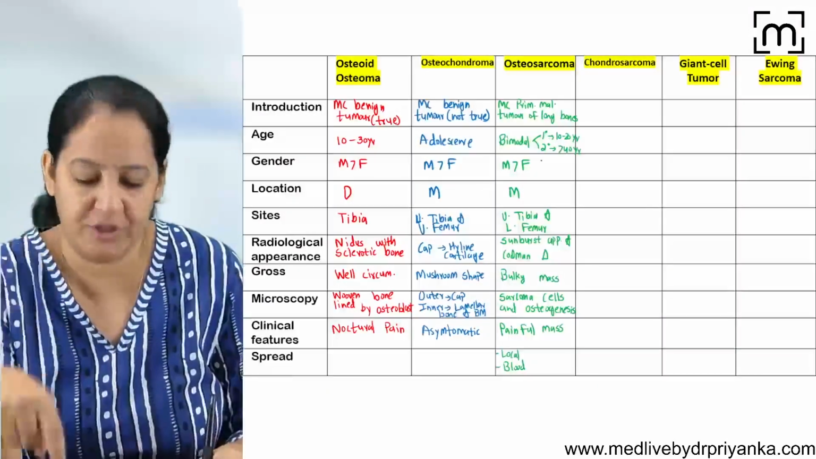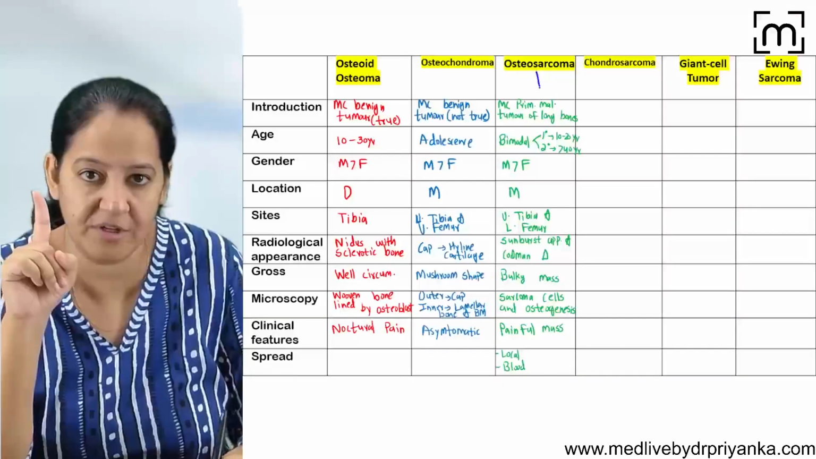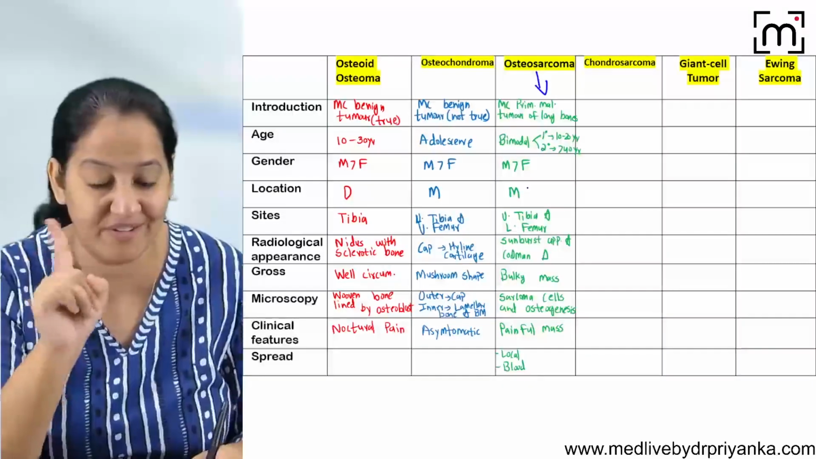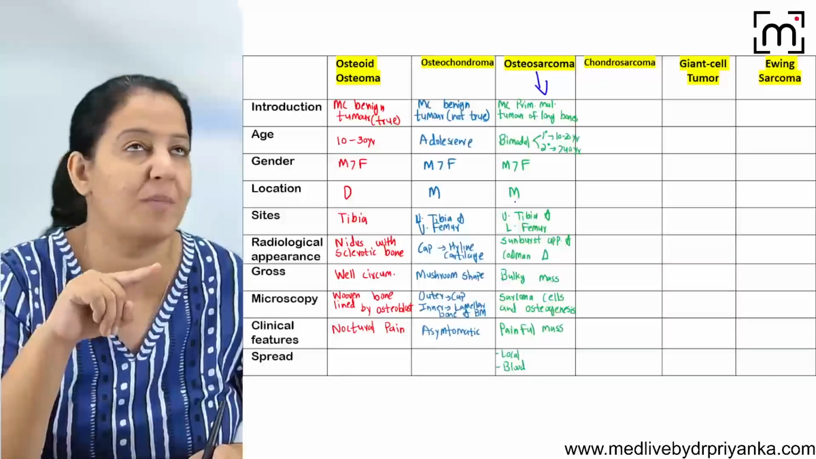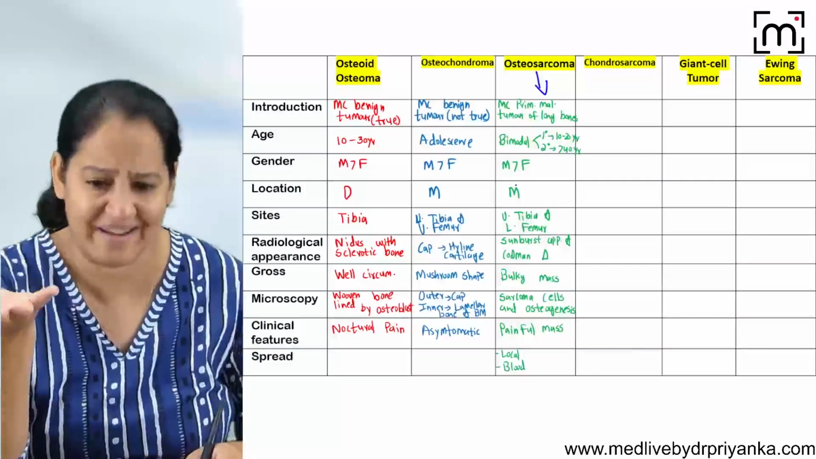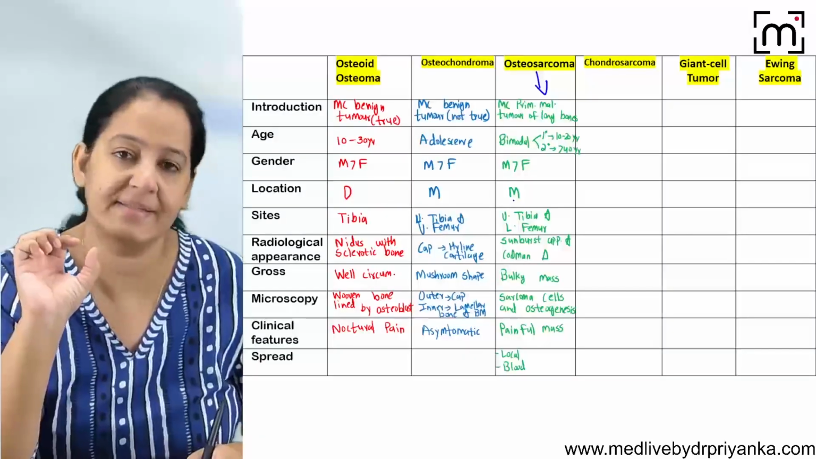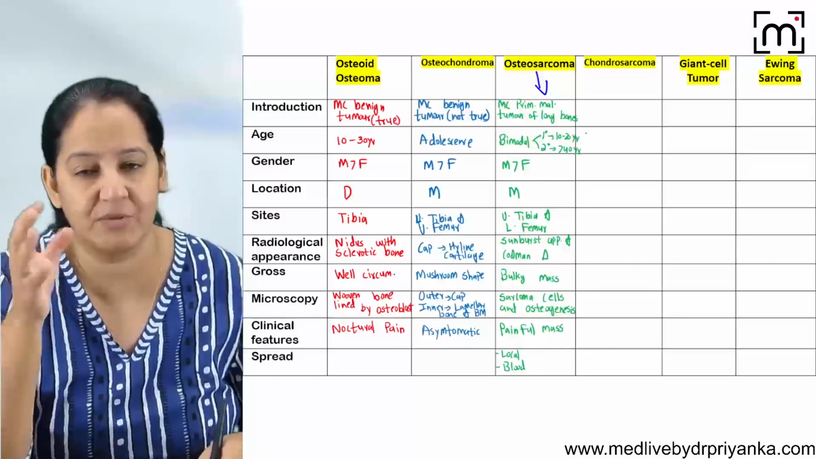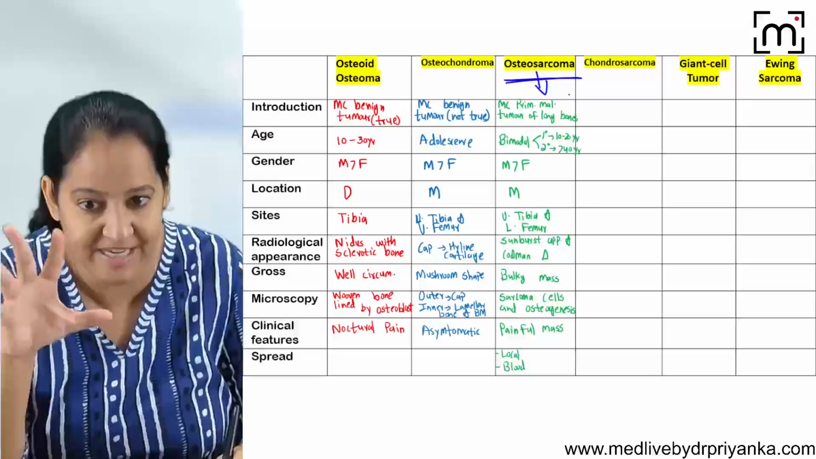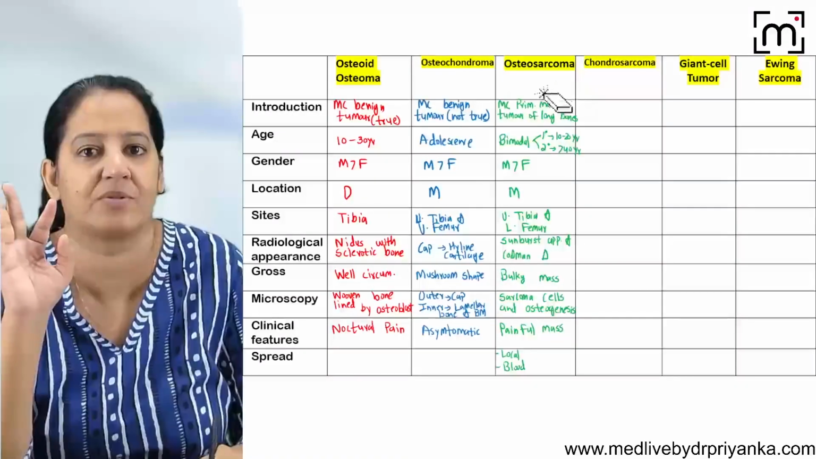Now see here the age group. Here I have written all the detail of central osteosarcoma. I have not written the detail of surface osteosarcoma, that is parosteal or periosteal, because they are very rare. 95% of osteosarcomas are central only, that is medullary, classical, conventional. So all the detail written in this table is of central osteosarcoma.